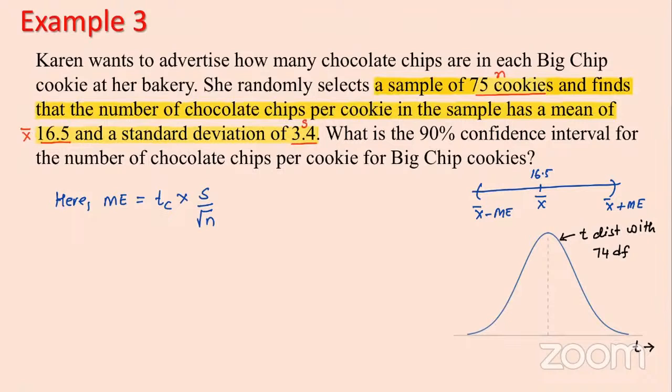Let's show that area. 90% area in the middle. So this area must be 0.90. Okay. So if the area in the middle is 90%, how much area is the remaining area? 10% area divided into two parts. So 5% each, right? 5% on each tail. So 0.05. 0.05.